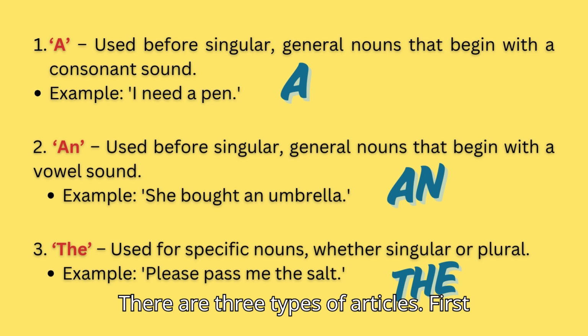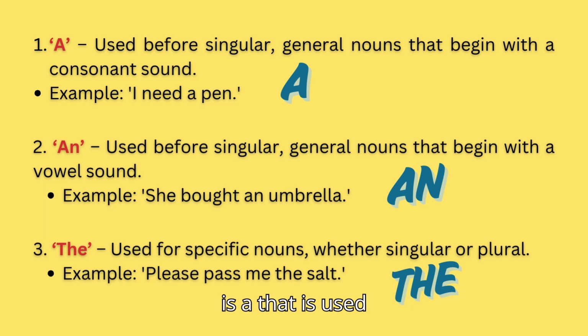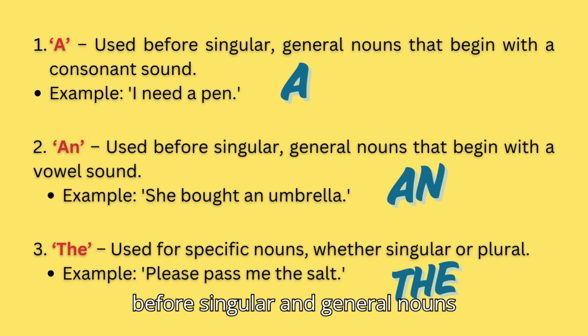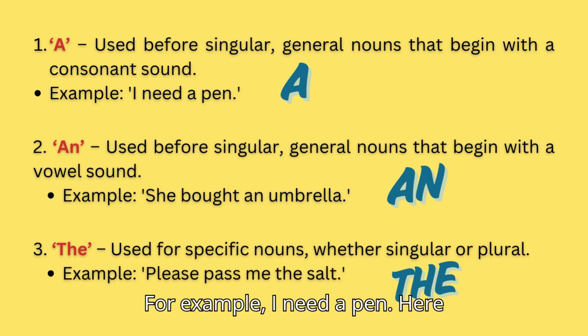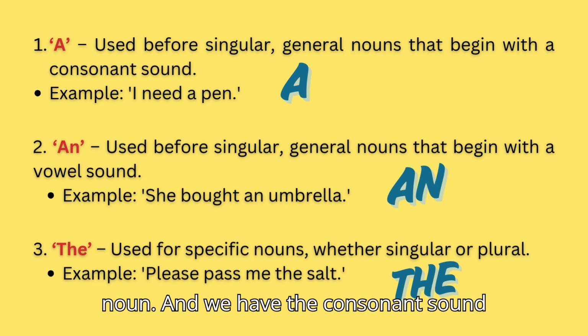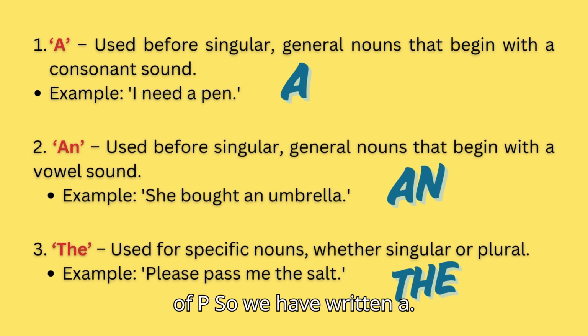There are three types of articles. First is a, that is used before singular and general nouns that begin with a consonant sound. For example, I need a pen. Here, pen is singular and a general noun, and we have the consonant sound of P. So we have written a.